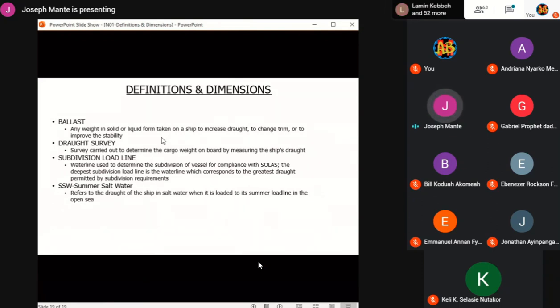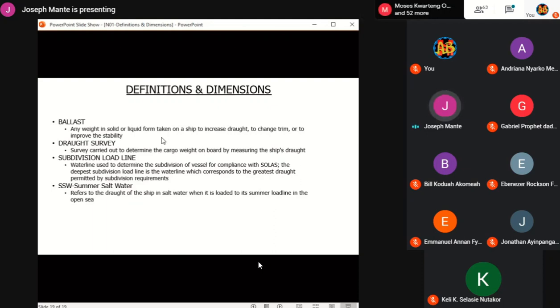Then draft survey: a survey carried out to determine the cargo weight on board by measuring the ship's drafts. When you are coming in, there are surveys. We have the state and the classification society. So when you are coming and you are drafted, they will check, and if they see that what you are bringing is no good, they will arrest your ship.